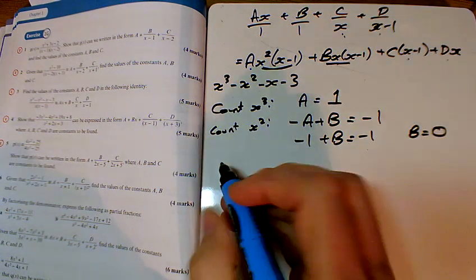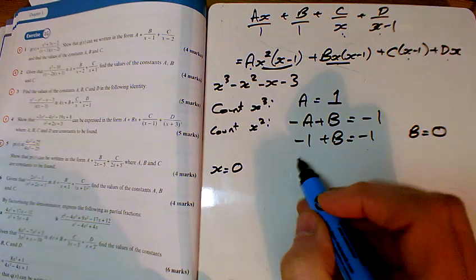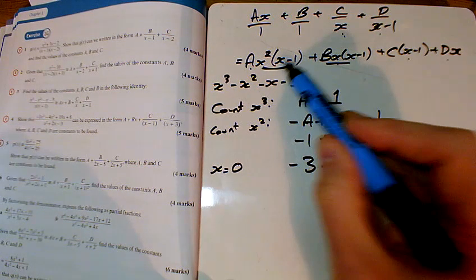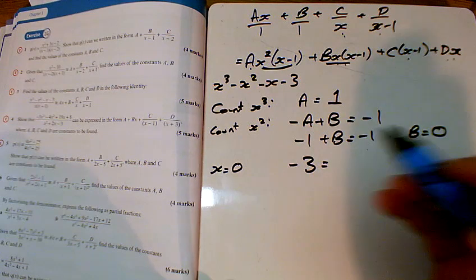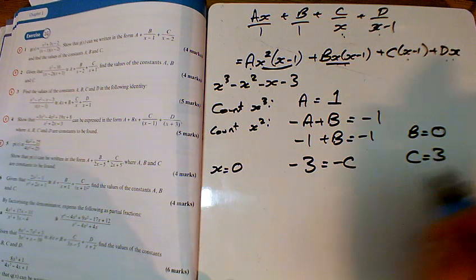Now we'll go for x is equal to 0. If x is equal to 0 here, we're getting minus 3. And if you put x equals 0 in, that one is 0, that one is 0, that one is 0, and this one's just minus c. So c is equal to 3.